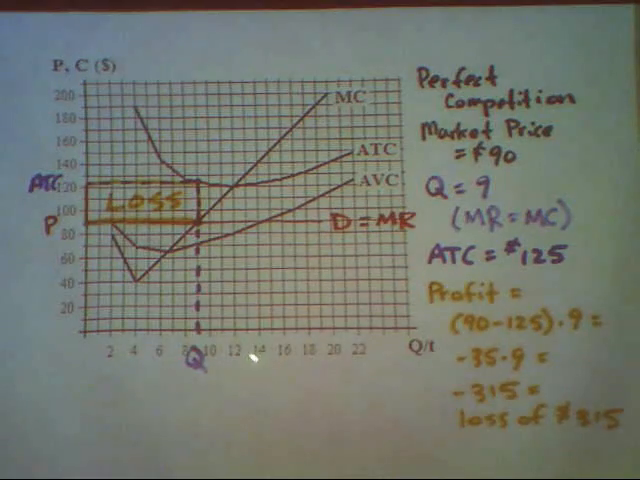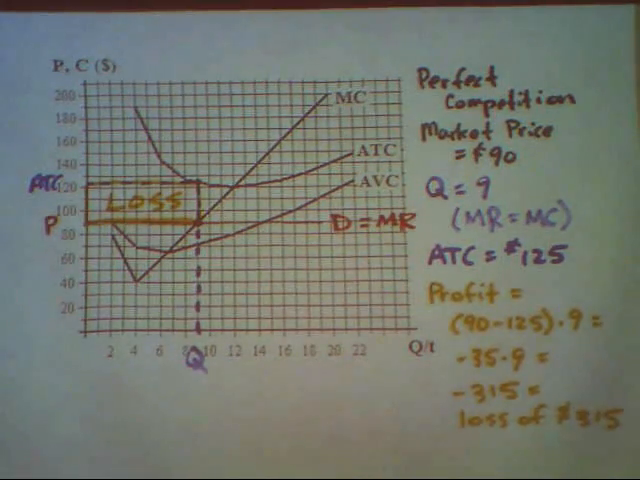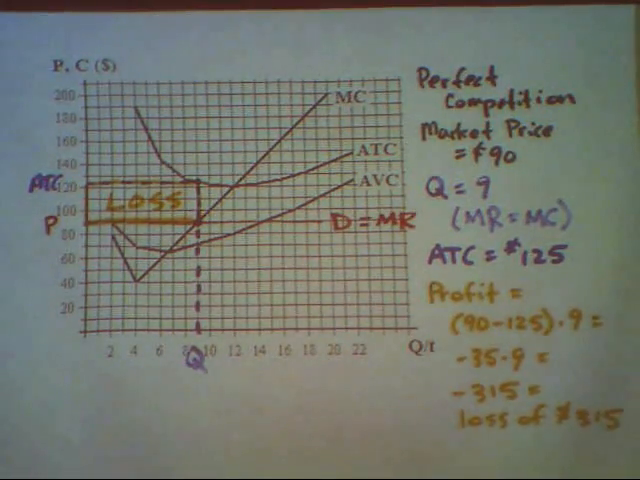If they produce a bigger quantity, they would lose more than $315, because the additional cost of making those units is more than the additional revenue they get when they sell the units. So their losses would get bigger. If they made fewer than 9 widgets, their losses would get bigger because they would not be producing units that would add more to revenue than to cost and thereby reduce their loss. So the best they can do, if the price is 90, is lose $315.